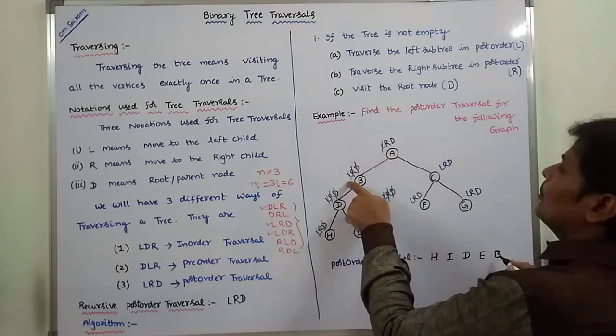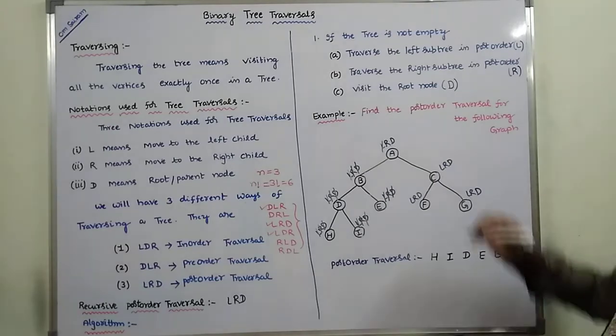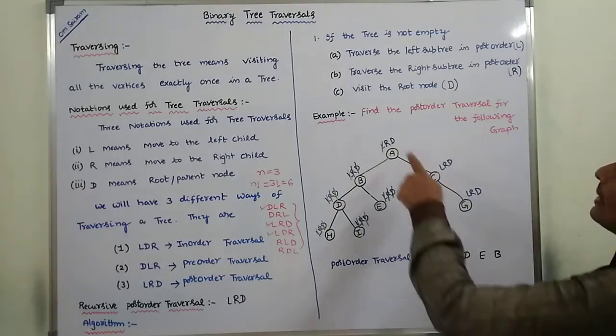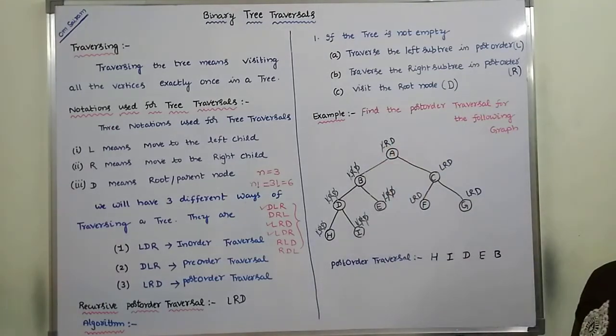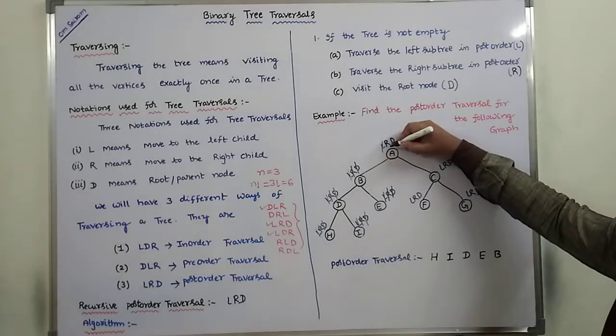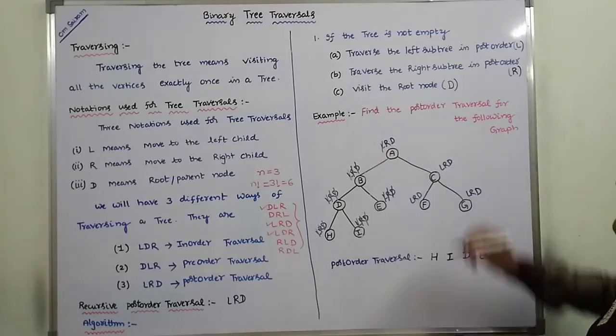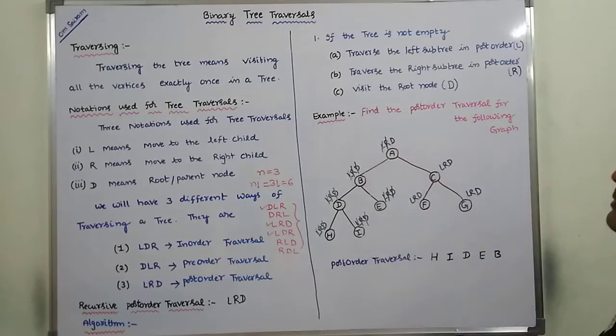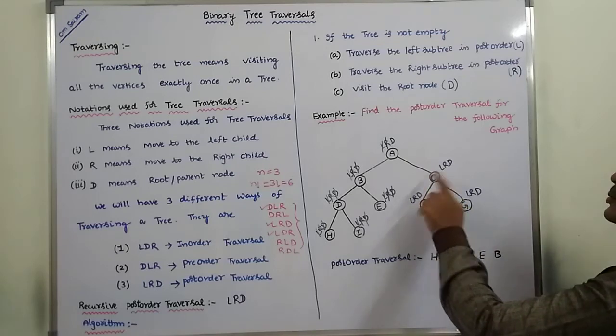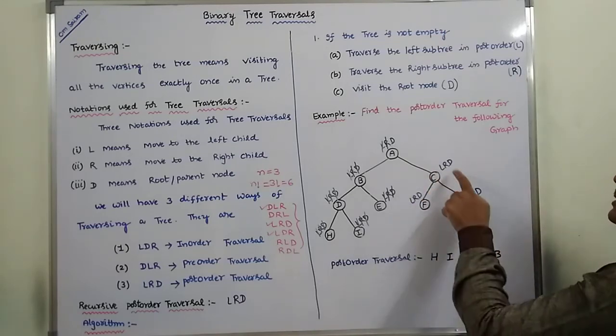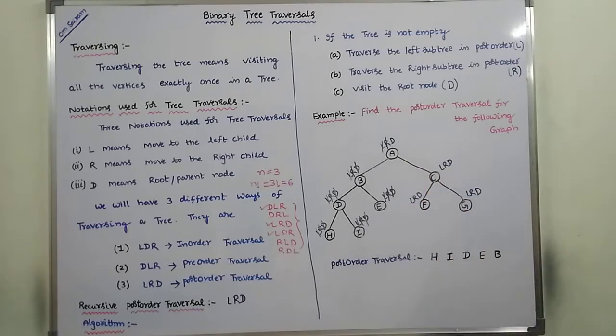Next, at B, 3 letters are completed. Again backtrack to A. At A, only L is completed. R and D are there. So R means traverse the right subtree in post order. So strike out R and go to the right subtree. At the right subtree, node C is there. At node C, 3 letters are there, L, R, D.